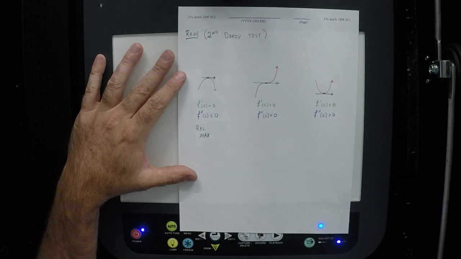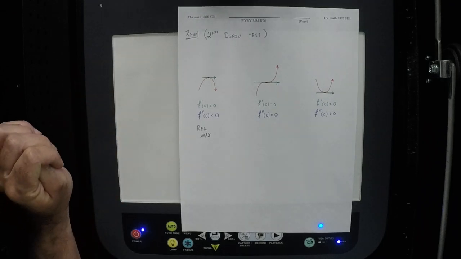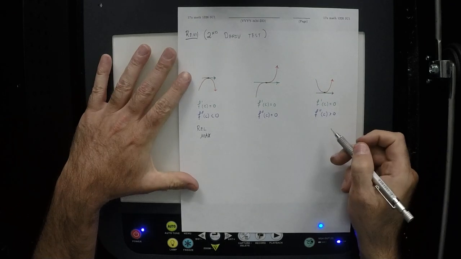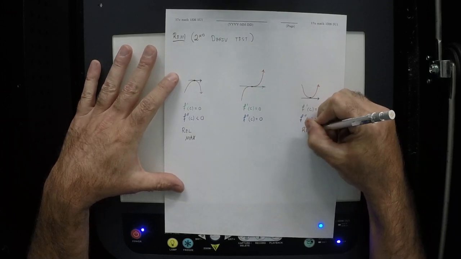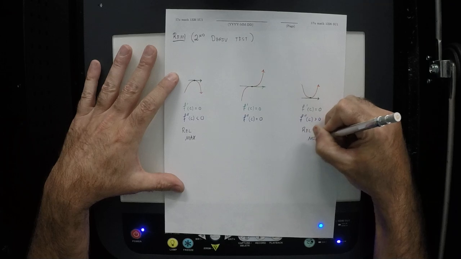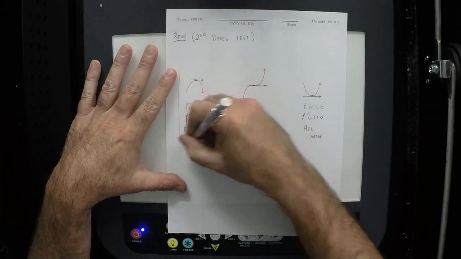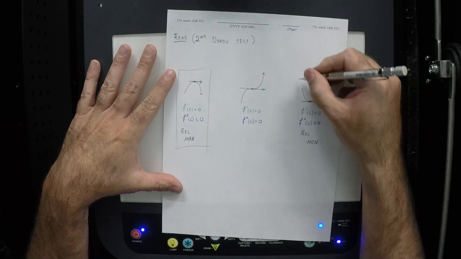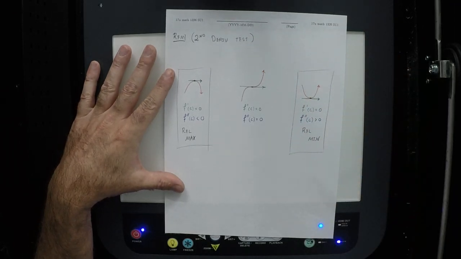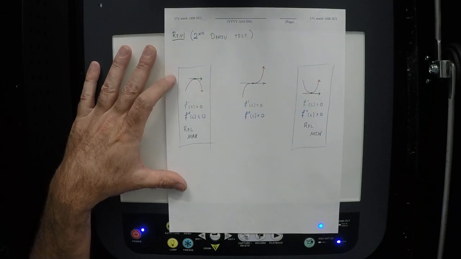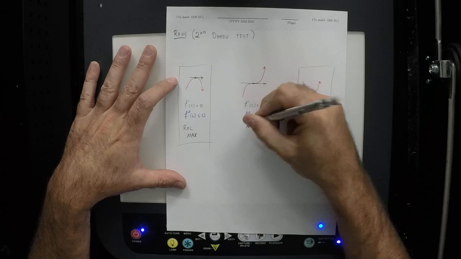So, if you have found a place of horizontal tangency, then you can check if it is a relative max by just checking if the second derivative is negative. Similarly, what's this one? Relative min. So in these two cases, you can make a conclusion. If the second derivative happens to be negative or positive, you can make a conclusion. But if the second derivative is zero, you can't make a conclusion.